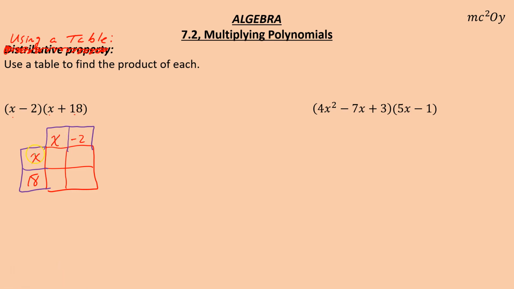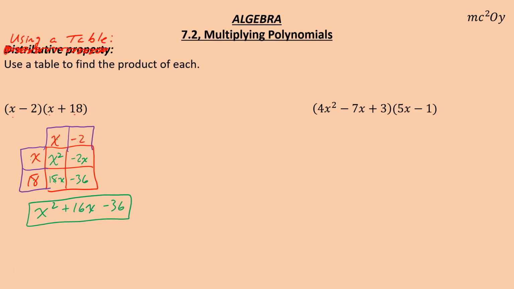All this does is say, what's x times x? Well, it's x squared. What's x times negative 2? Well, notice this and this, they intersect here. That's negative 2x. What's x times 18? Well, that's 18x. And what's negative 2 times 18? Well, that's negative 36. And I look at it, that gives me x squared plus 16x, negative 2 and positive 18, and negative 36. That's my answer.